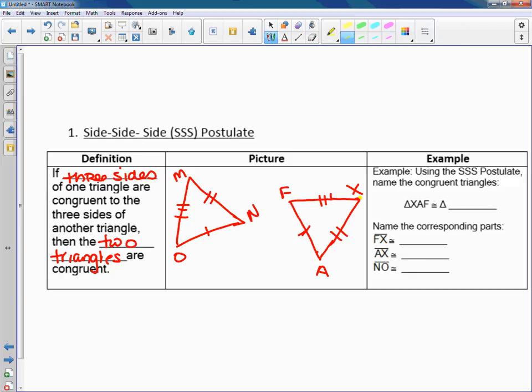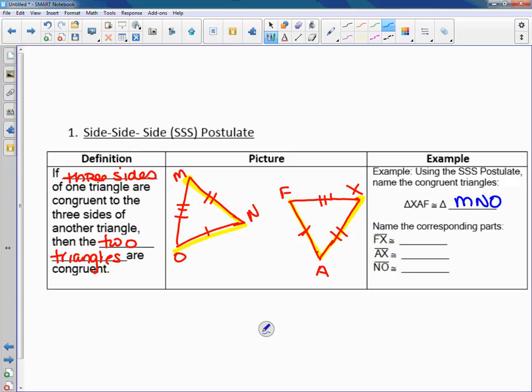X is in between the 3 marks and the 2 congruent marks. So the one that's in between the 3 and the 2 on the other triangle is M. And then it says XAF, so you're going to go X through the 2 through the 1. So let's do it again. M, if I'm going through the 2, I have to go to N, and the 1 is O. So it should be M, N, O.